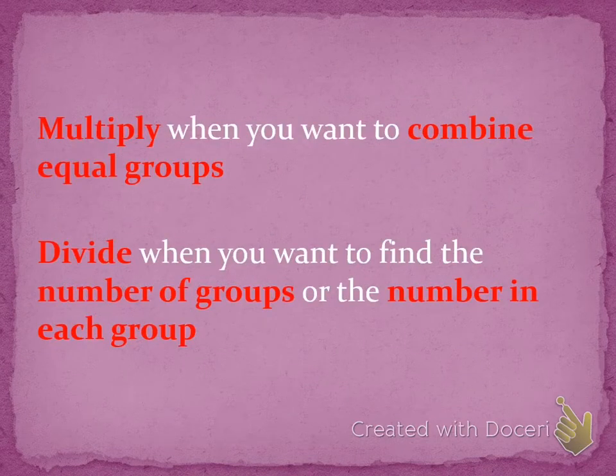Make sure you write this down in your notes. You always need to multiply when you want to combine equal groups. And you always divide when you want to find the number of groups or the number in each group. Okay, so we think about dividing up our candy to share with our friends. When we divide, we want to have an equal number for each group. And when I want to combine and make everything come together and find out what we have total, I will make sure that I multiply.